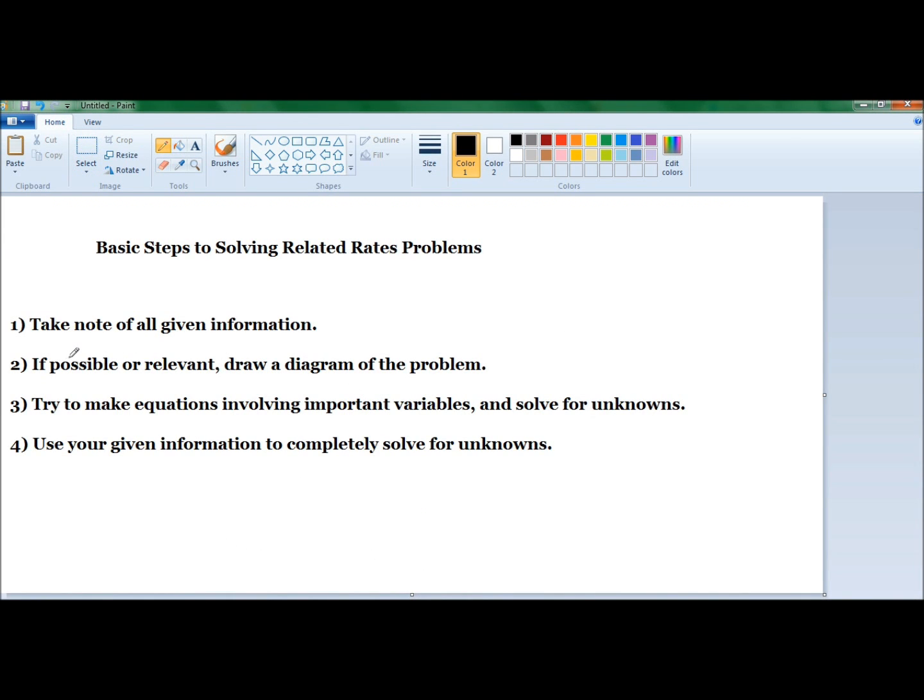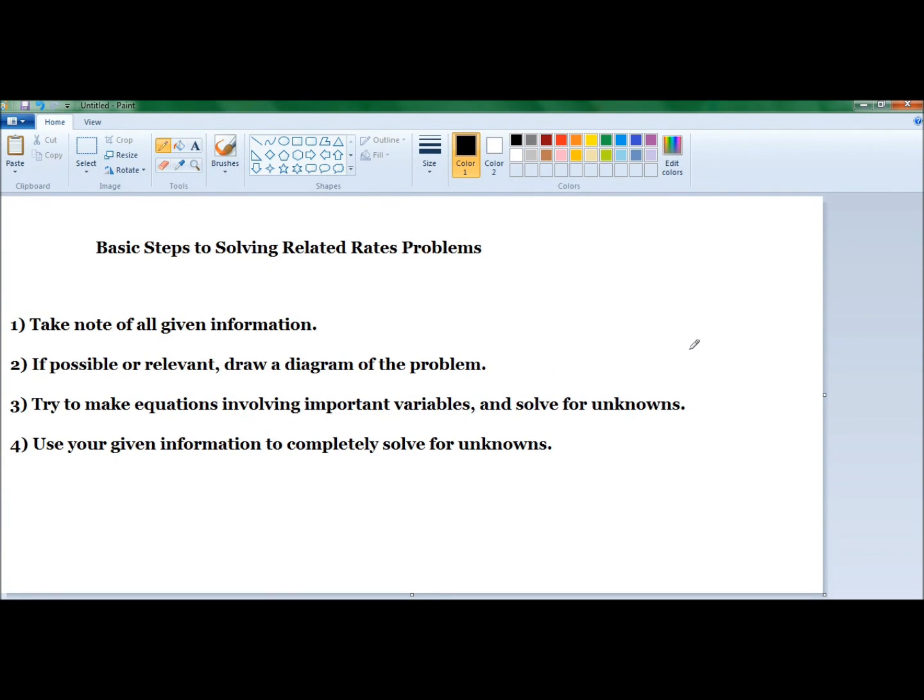Secondly, if possible, draw a diagram of the problem. A lot of times, related rates problems are actually based in geometry, and it quite frequently occurs that if you draw a picture, you actually notice new equations that you can use that are essential in solving the problem.